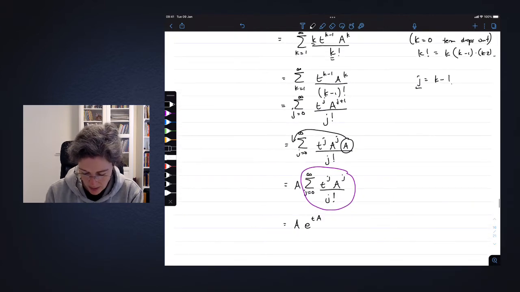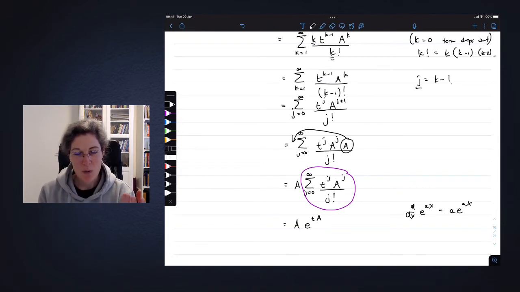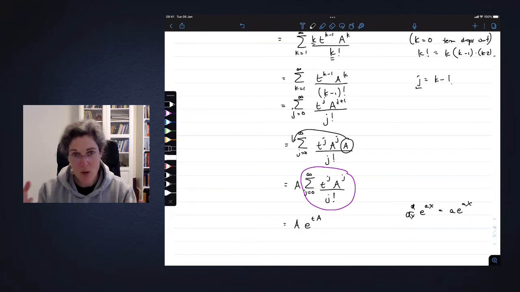is equal to a times e to the ta, which is kind of exactly what we would hope, because if you remember from scalars, if we had e to the ax and we took the derivative, that's just equal to a e to the ax. So we can see that our definition of the matrix exponential is behaving exactly like we would like it to, and we can use these analogies with the scalar version.